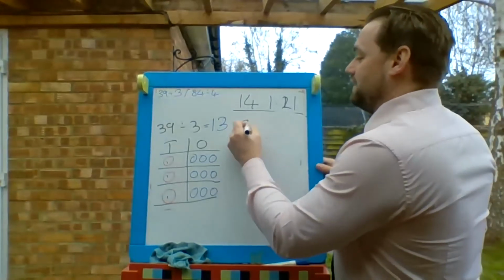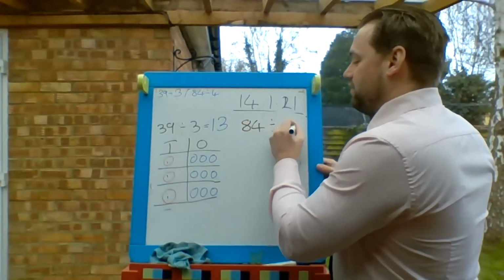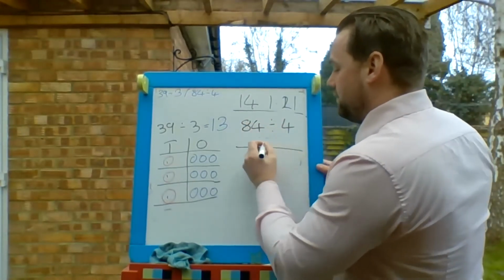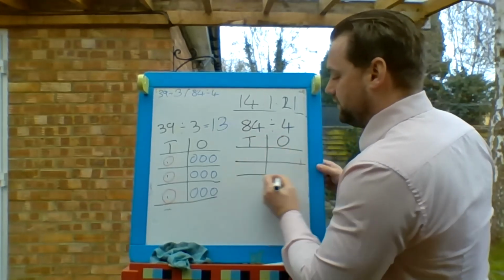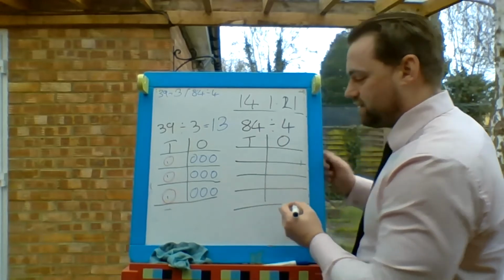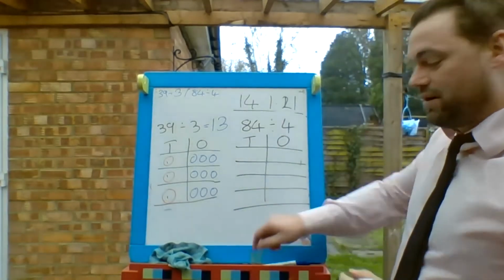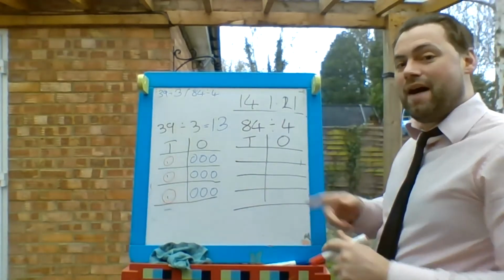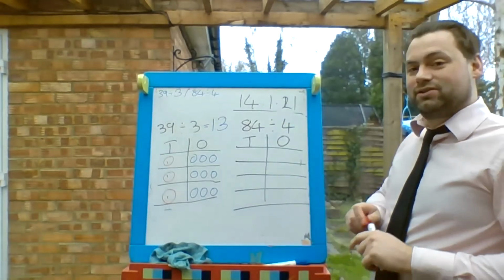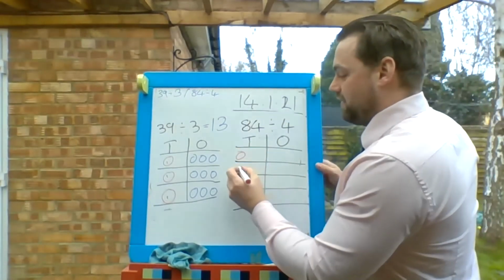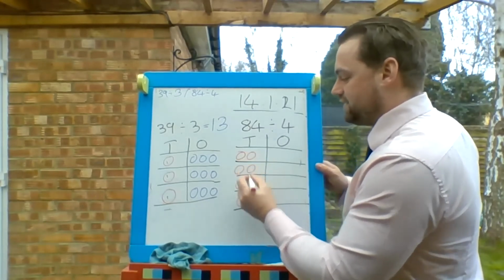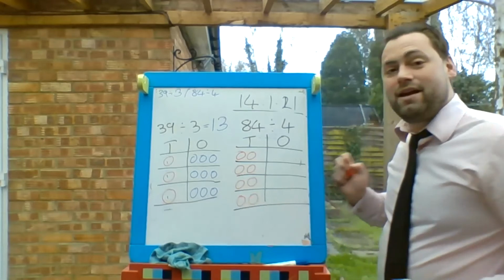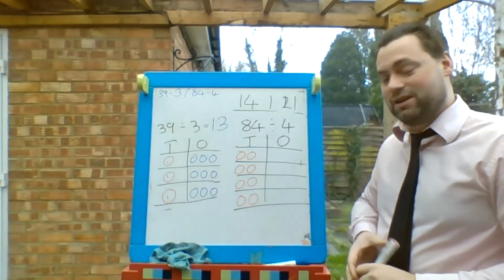Our next question is 84 divided by 4. So this time we are sharing 84 into 4 groups. So there's my 4 groups. Okay, I'm going to start with my red color and share my 10s out. I've got 8 lots of 10 to share out here. So there's my first 10, 2, 3, 4, 5, 6, 7, 8. So all my 10s have been shared out.